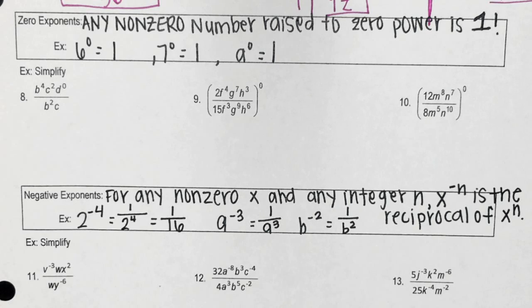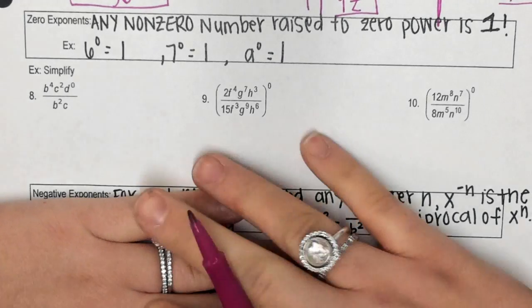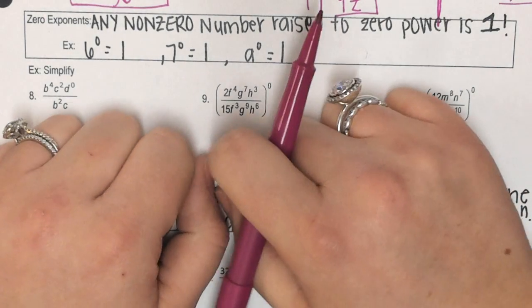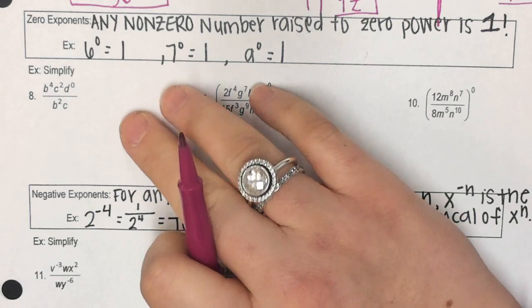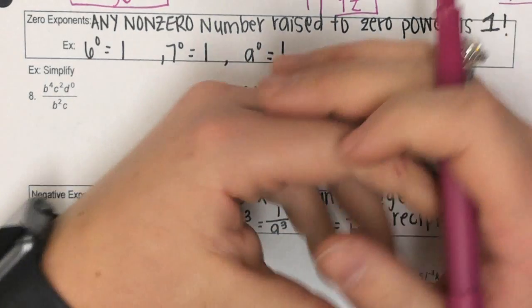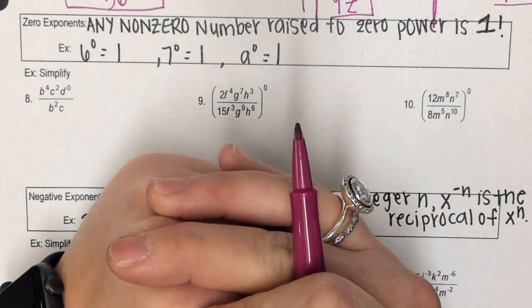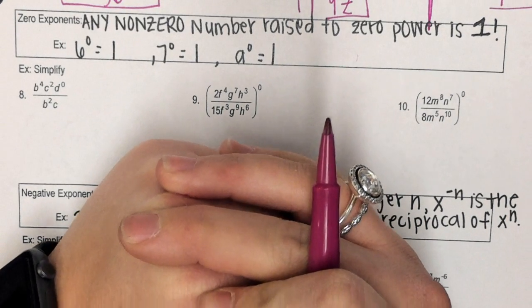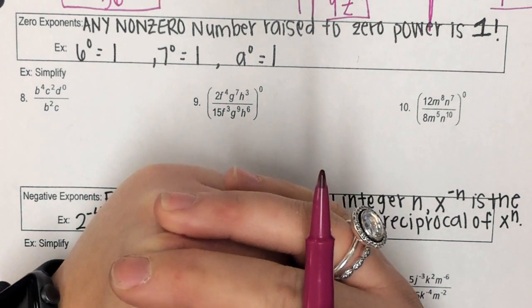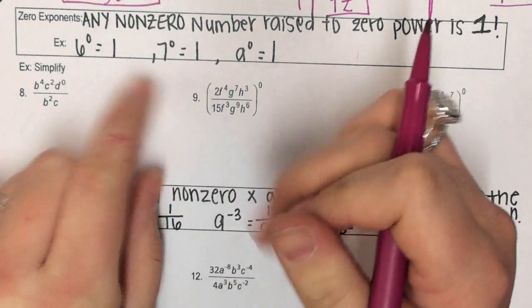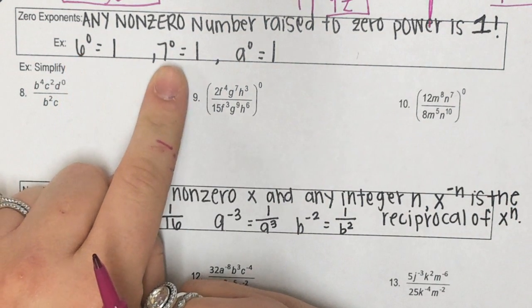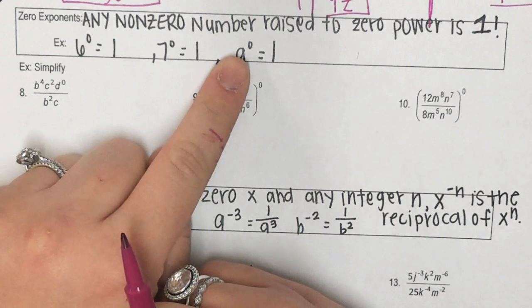3. Any non-zero number. What's a non-zero number? 2, 4, 3, 9, 6, a million. Okay. Any non-zero number, any of those things we just listed, raised to the 0 power is 1. 6 to the 0 power, 7 to the 0 power, 8 to the 0 power.